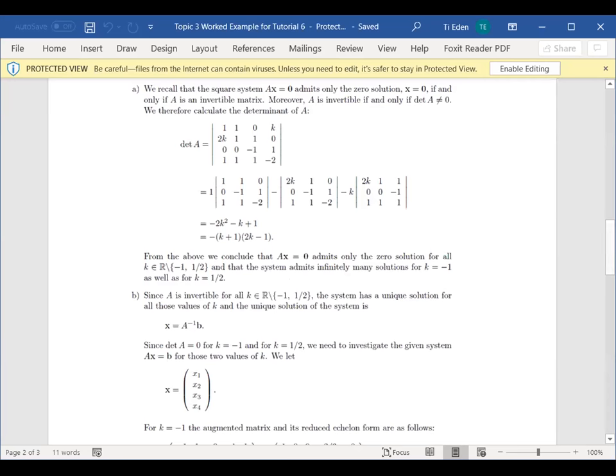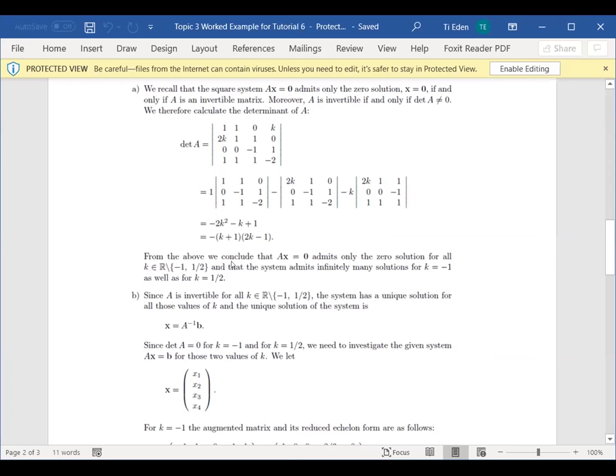And part B is quite similar. When does it admit a unique solution? I think everyone knows: you continue to calculate the determinant of A, and you'll find that when k does not equal negative 1 or half, then the solution must be unique because it's obtained by the determinant method. But to find when the system has infinitely many solutions or is inconsistent, you need to try the values of k one by one. Because you have determined that if k equals negative 1 or half, the system either has no solution or infinitely many solutions.